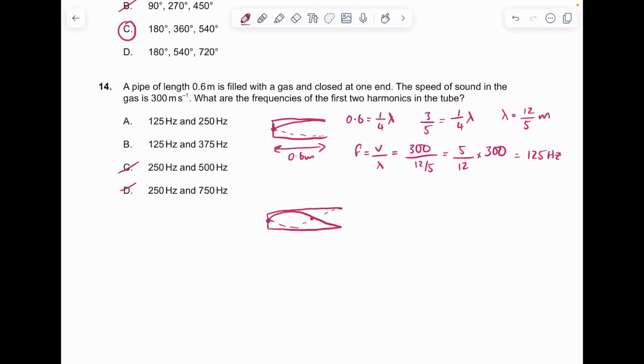So we now have 3/4 of a wavelength for the 0.6 metres. Same thing to fractions. We've now got 3/4 of a wavelength is equal to our 3/5 metres. So we end up with lambda being equal to 4/5 metres this time, once we rearrange those fractions. And then same thing, F is 300, but this time over 4/5, which is 5/4 times the 300. Do the multiplication and the division, and that is 375 hertz. So the answer is B.